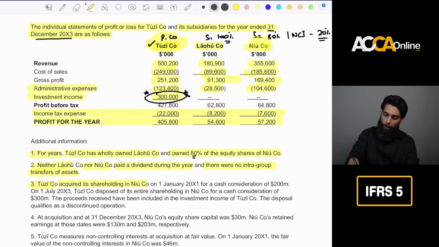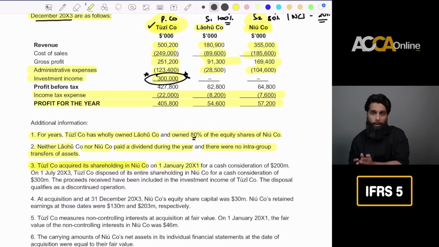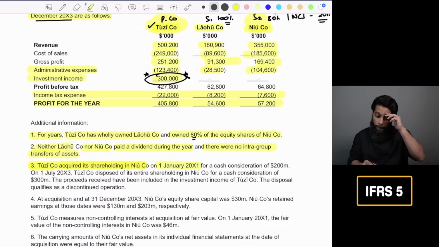Neo company is subsidiary number 2, by the way. So Toze company acquired its shareholding in Neo company on 1st January X1. We are standing on 31st December 20X3, and your examiner is talking about 1st January X1. That is approximately 3 years before the year end. So Toze company acquired its shareholding in Neo company on 1st January X1 for a cash consideration of $200 million. So when we were acquiring the other entity, we paid $200 million, right?